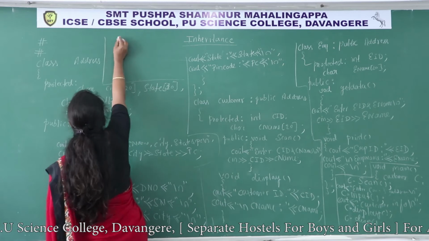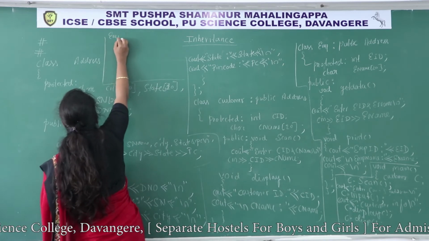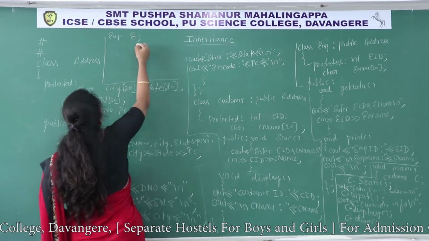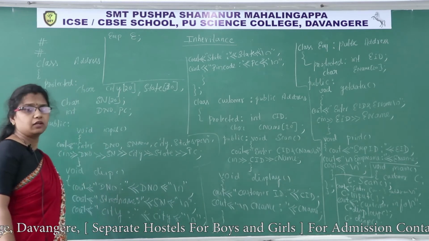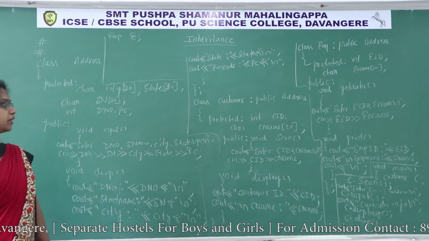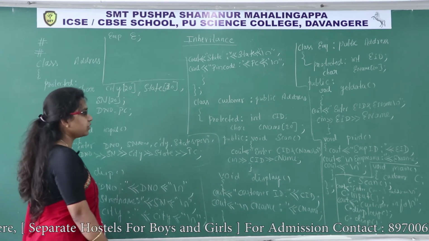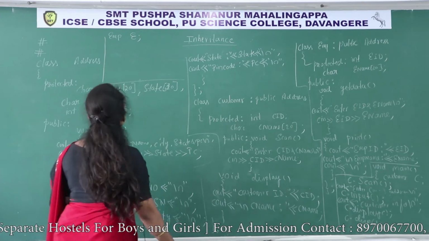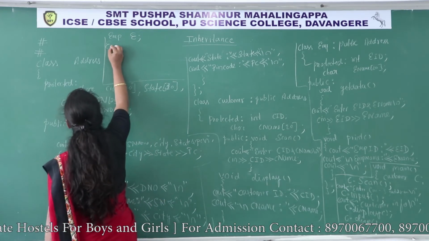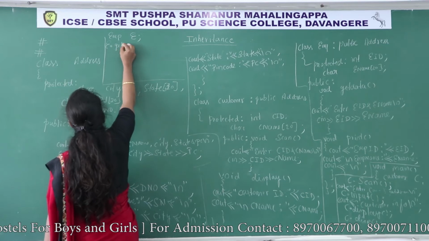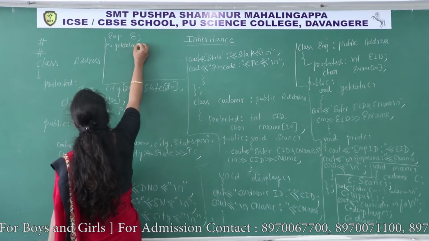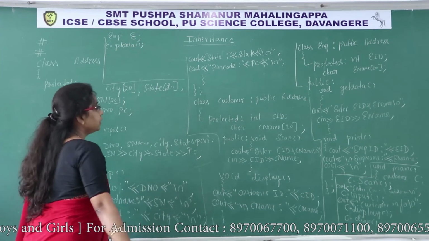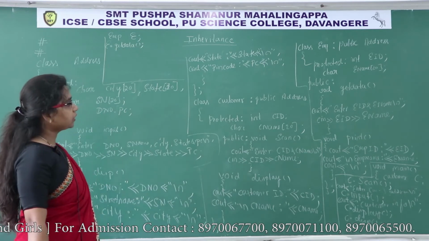I'll continue. EMP, e is an object. I want to read employee name and employee ID. So which function is there? GetData function. So I have to call that function, e.getData(); Next, e.getData over.